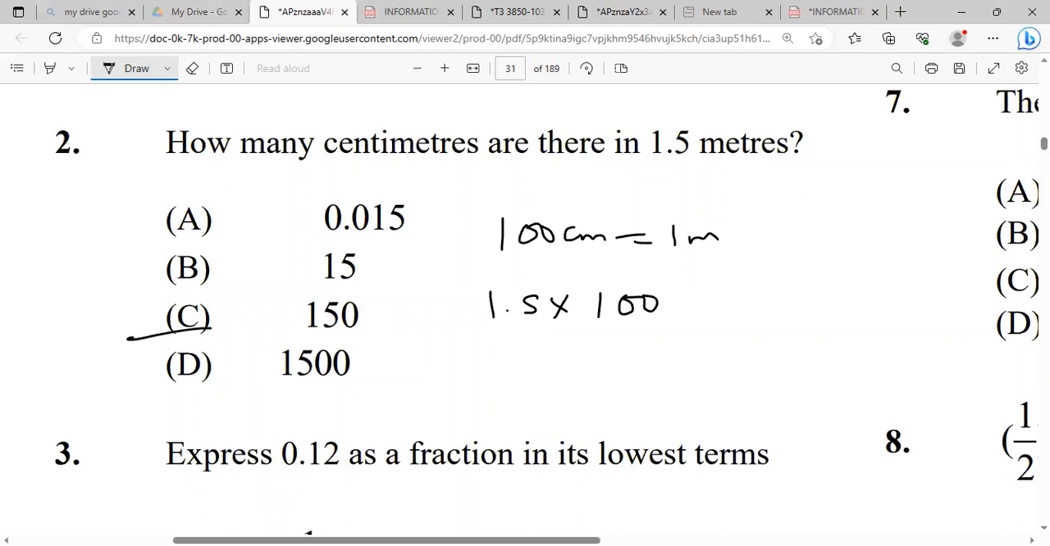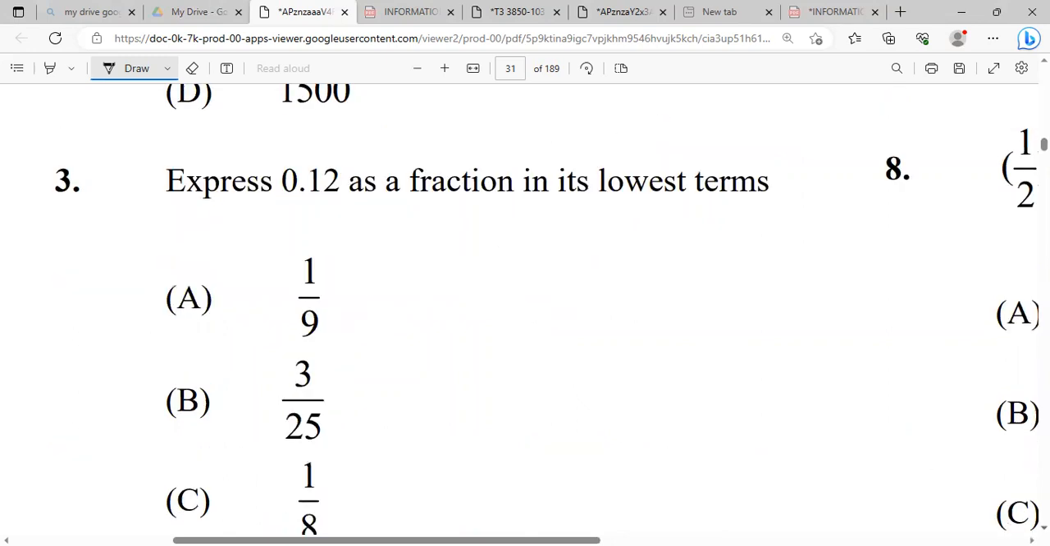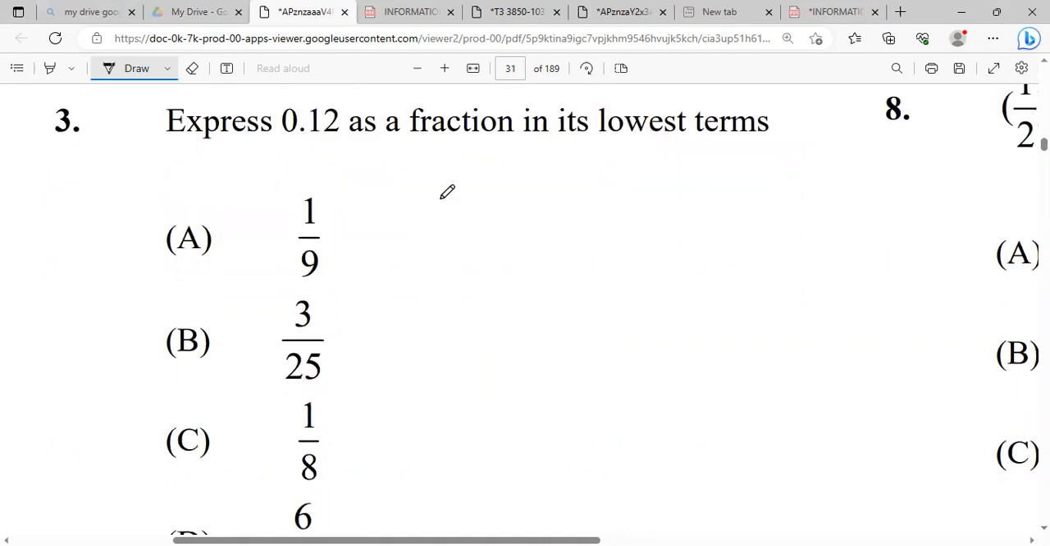All right, so 3 says express 0.14 as a fraction in its lowest term. So we know that this is the same as 14 over 100. All we have to do is break down this fraction to its lowest term. We could use 2, which can go into both of them. 2 into 14, 7 times. 2 into 100, 50. So our answer would be 7 over 50.